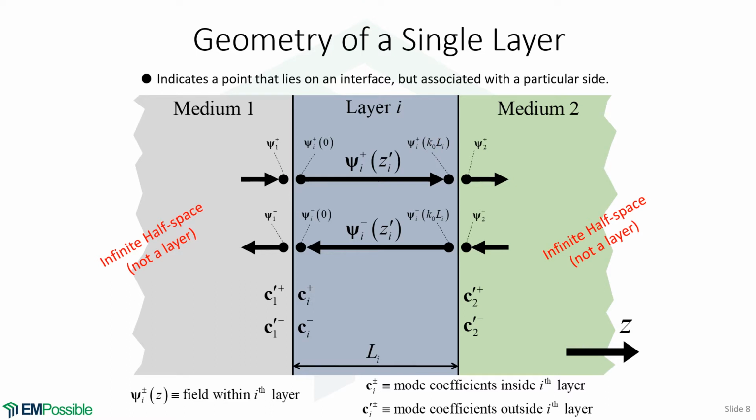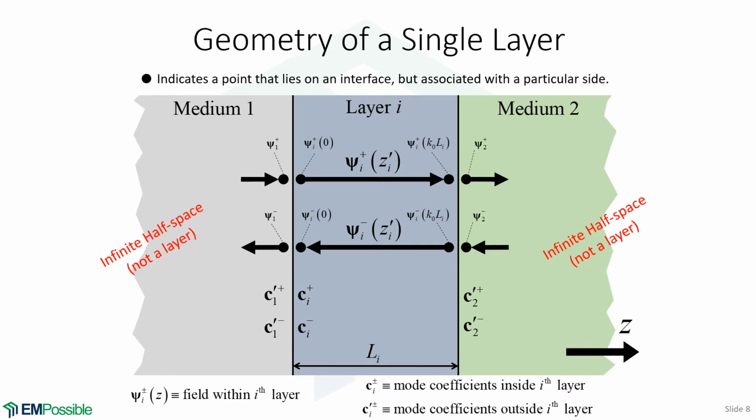And the exact same thing really for the backward wave. The only difference is we're writing with a minus superscript to remind us that is the backward wave. So at the very beginning of the layer is psi sub i with the minus superscript at local coordinate z equals 0. And at the far right-hand side, psi sub i with the minus superscript at k0 L sub i.